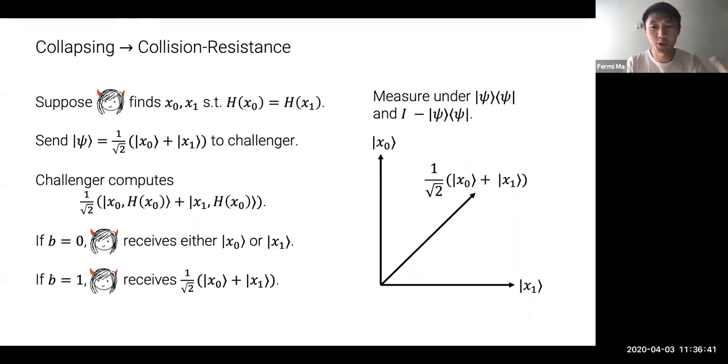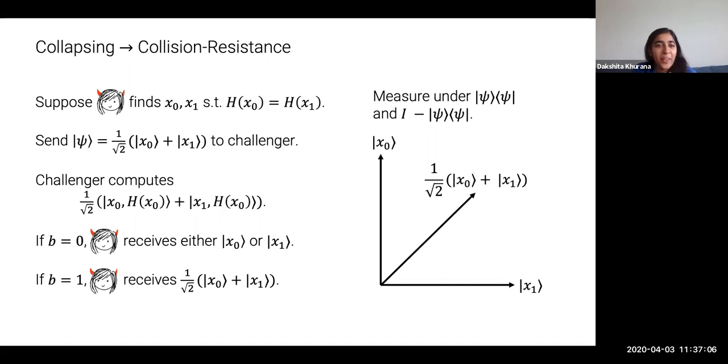You don't distinguish with perfect probability, but you need a non-negligible distinguishing advantage, so it's good enough. So for each bit, you do a Hadamard measurement, and then one of them is different, and you're going to catch it with half probability. Okay, so indeed, collapsing is at least as strong as collision resistance.